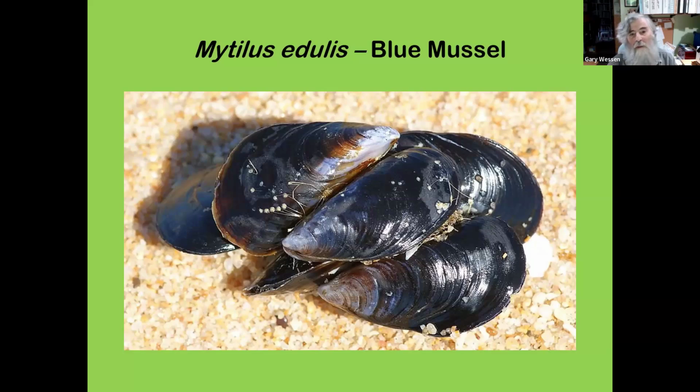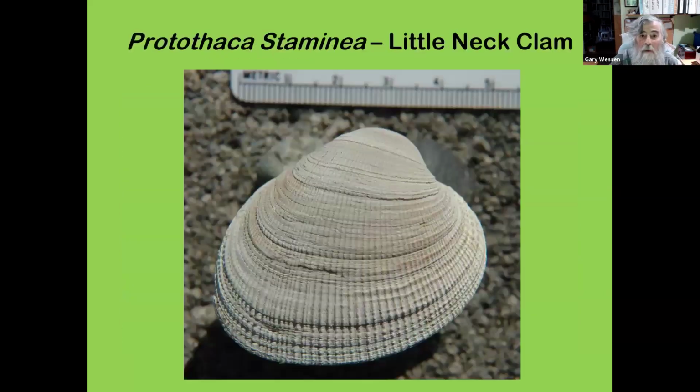And this also aggregated by byssal threads, but this is a much smaller animal with a much thinner shell. It's not very robust like the California mussel is. So this is the low wave energy animal. The California mussel is the high wave energy animal.